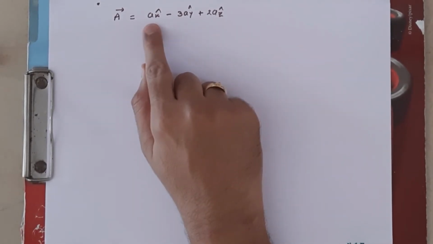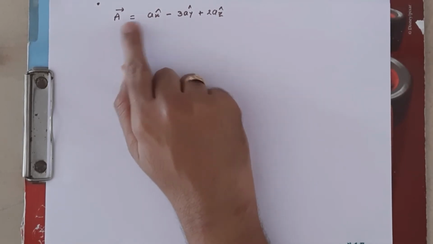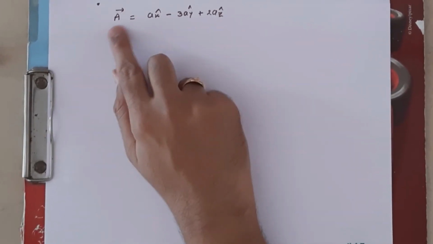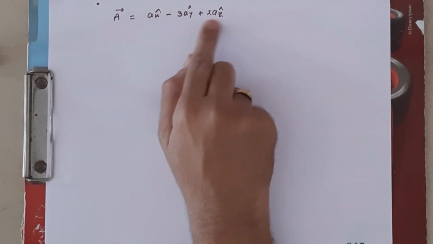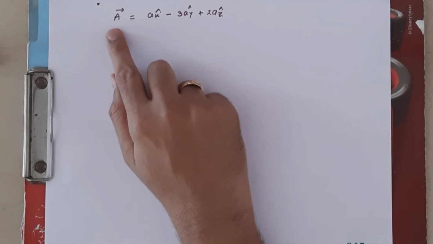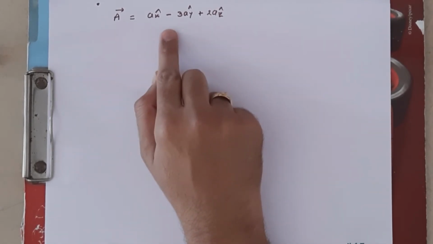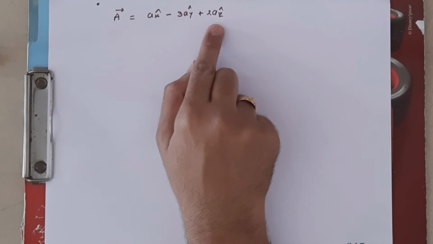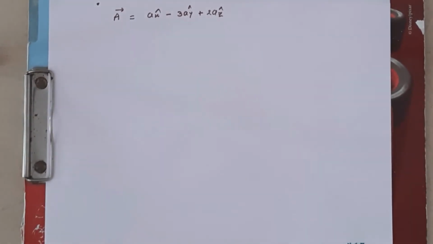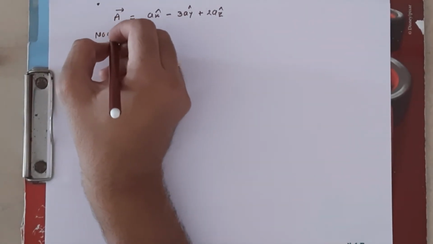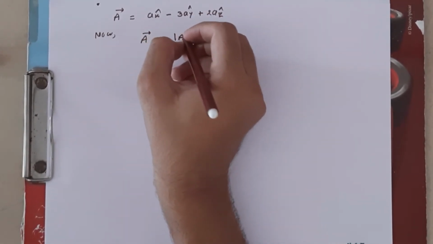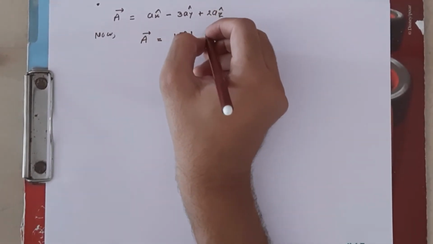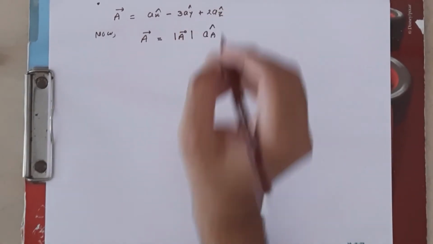Actually it indicates the weightage of this vector. The weightage of vector A in the x direction is 1, in the y direction is minus 3, and the value of this vector in the z direction is 2. That means this vector is present in all three axes, x, y and z. Now, as per the definition, vector A is equal to the magnitude of vector A into its unit vector.